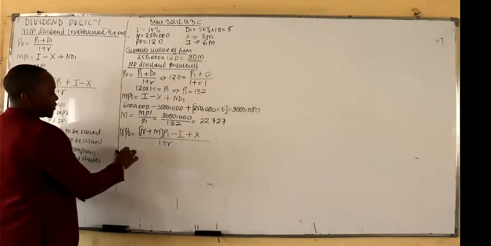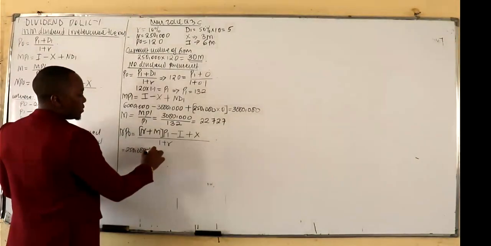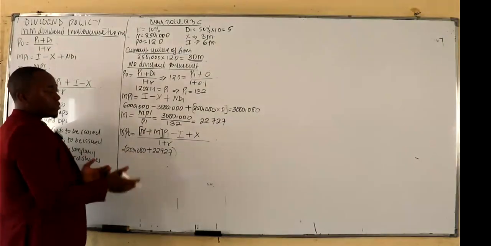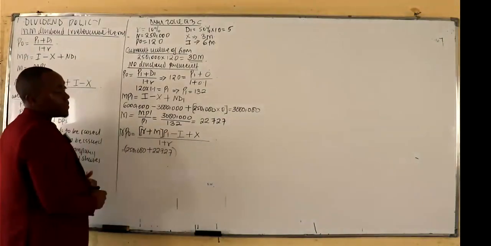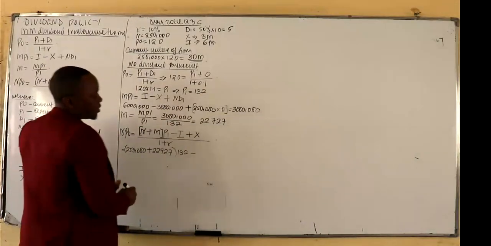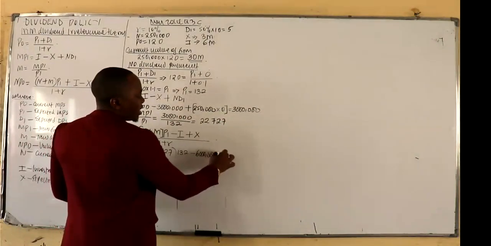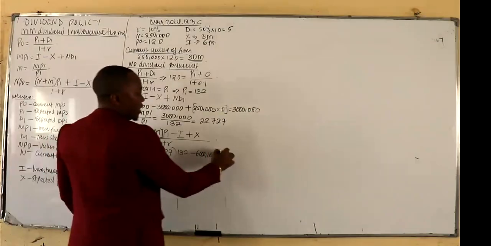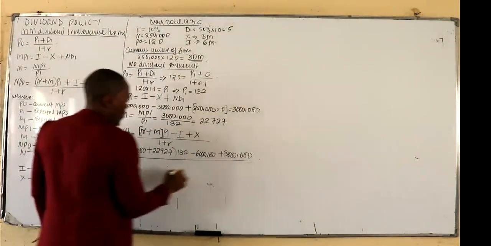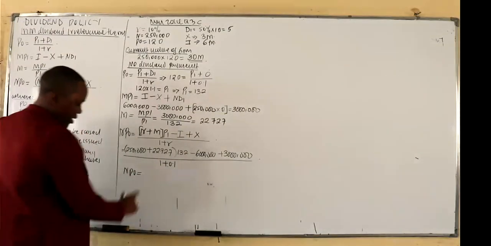N is the current number of shares. We have 250,000 shares. M is the new number of shares to be issued, 22,727. So that once you get the total number of shares, you multiply by the market price per share. And the expected market price per share is 132. Then you minus the amount you need to invest, which is 6 million. Then you add the expected profit. You expect a profit of 3 million, 1 plus R, 0.1. So give me NPV.